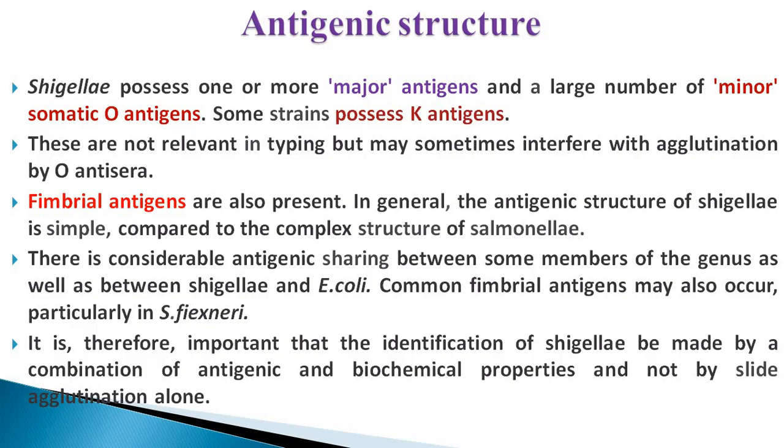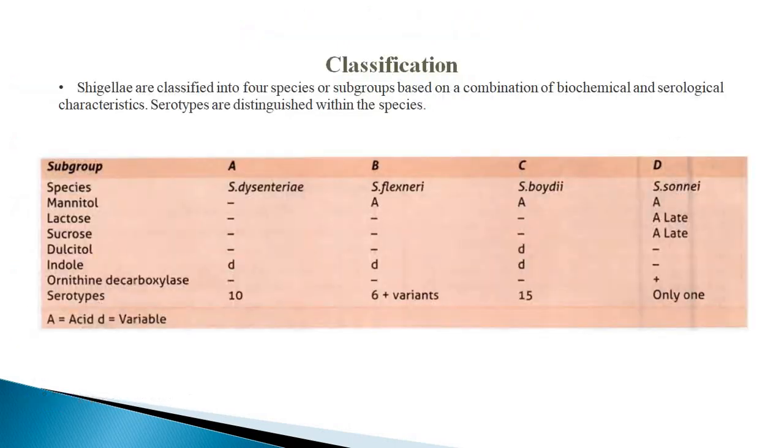There is considerable antigenic sharing between some members of the genus as well as between Shigella and Escherichia coli. Common fimbrial antigen may also occur, particularly in Shigella flexneri. So it is important that the identification of Shigella be made by a combination of antigenic and biochemical properties and not by slide agglutination alone.